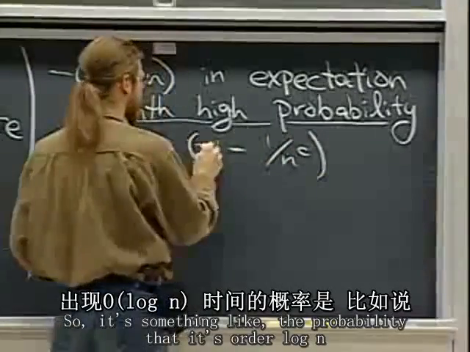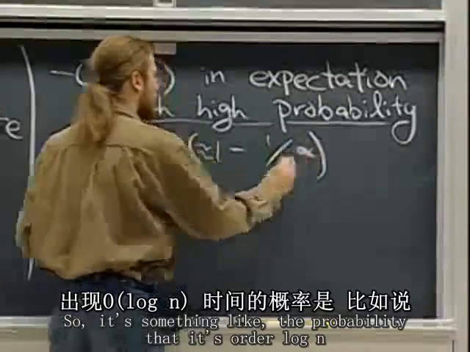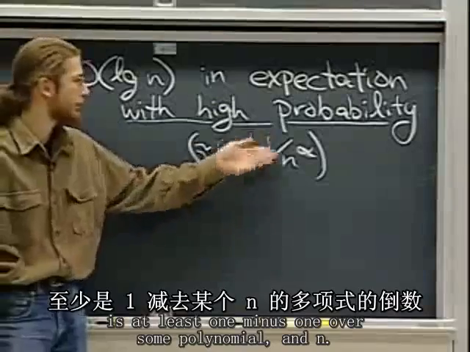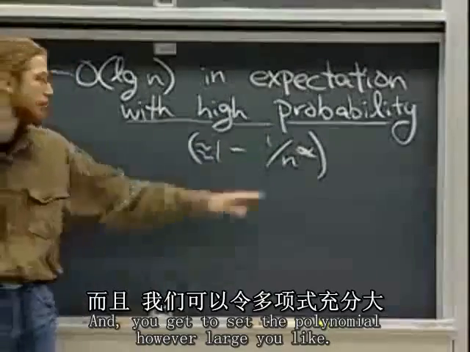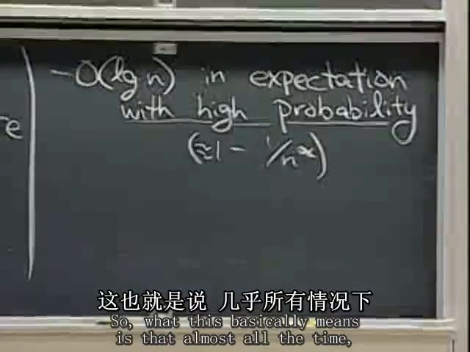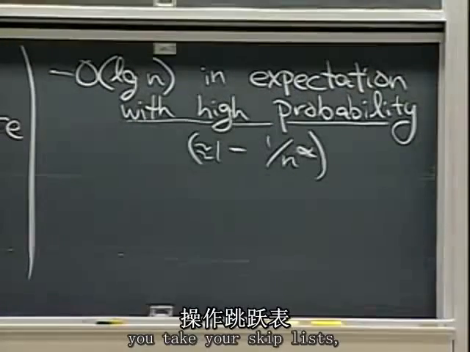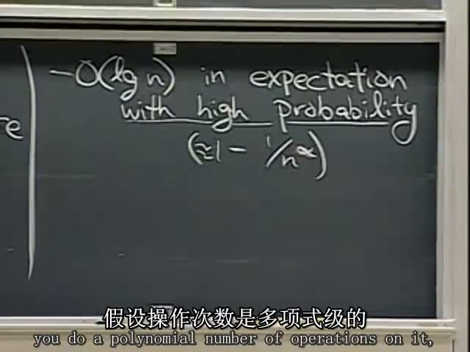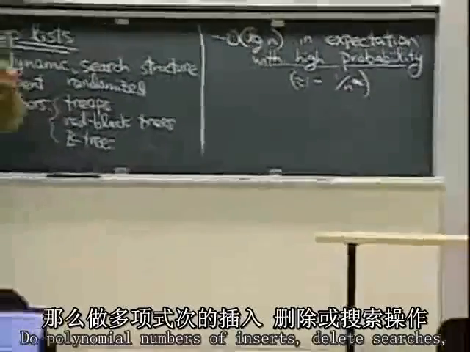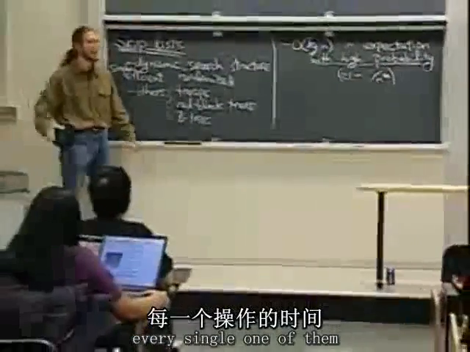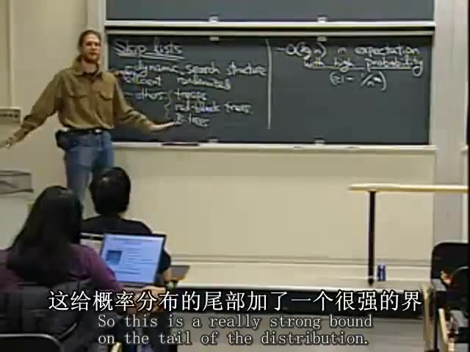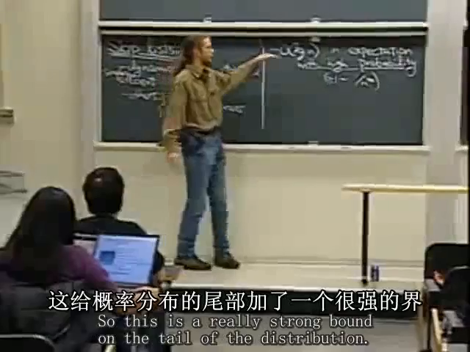It's something like: the probability that it's order log n is at least 1 minus 1 over some polynomial in n. And you get to set the polynomial however large you like. So what this basically means is that almost all the time, you take your skip list, you do a polynomial number of operations on it, because presumably you're running a polynomial time algorithm that's using this data structure. Do polynomial numbers of inserts, deletes, searches. Every single one of them will take order log n time. Almost guaranteed.